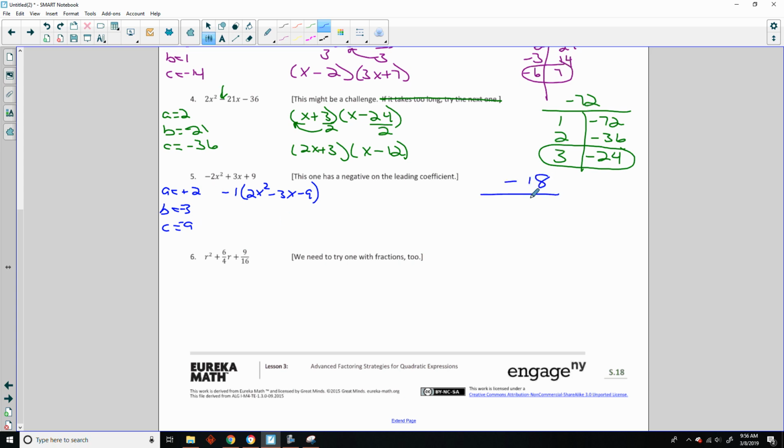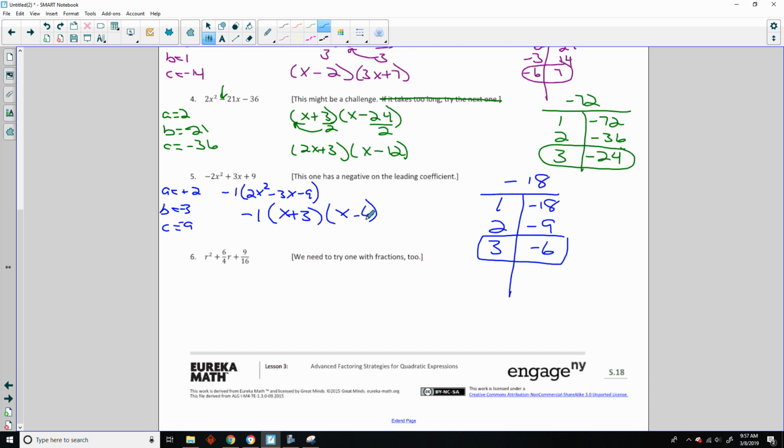But now I want my negative to be in here. So this bigger number's got to be negative. 1 times negative 18 is a sum of negative 17. 2 times negative 9 is a sum of negative 7. 3 times negative 6 is a sum of negative 3. So I'm going to rewrite this as negative 1 times x plus 3, x minus 6. Whoa, what just happened there? I did not use the eraser. Why is this erasing? Okay. Negative 1 times x plus 3 times x minus 6.